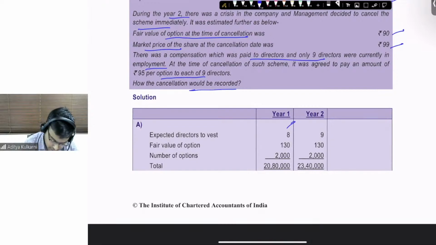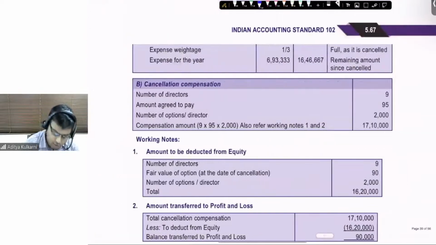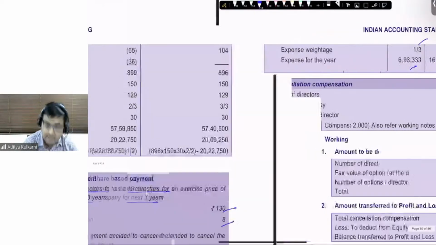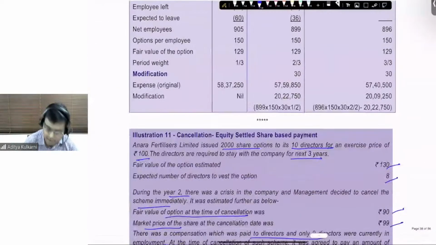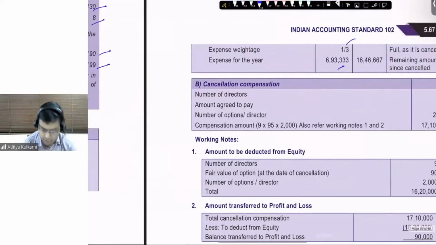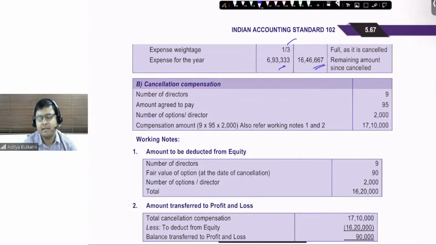Cancellation I did not know. Into fair value 130 into number of options 2,000. So 20,80,000. It is expected to spread over a 3-year tenure. So 6,93,000 would be the first year. Second year you cancelled. So whoever is there, they would be getting the full compensation. So it is as if this is vested in the second year itself into 130 into 2,000. So entire 16,46,000 I will record it in the second year.